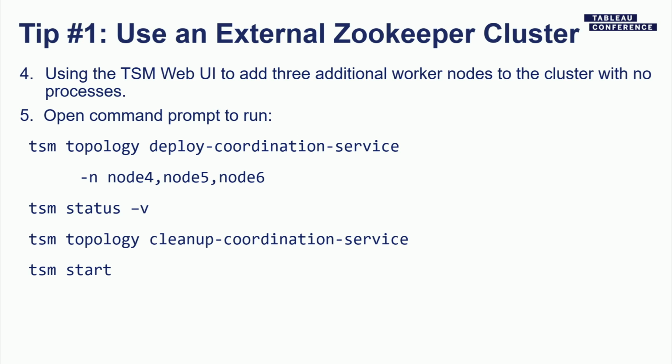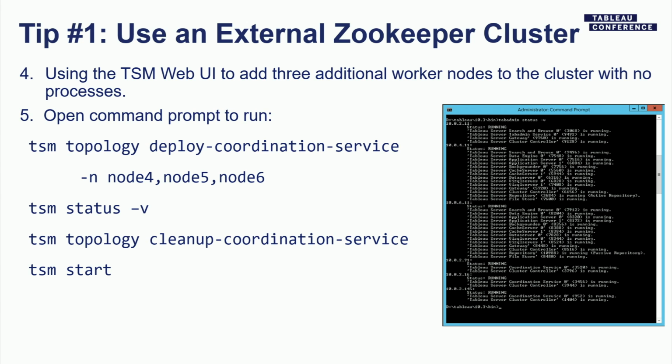And the next thing you need to do is to move coordination service to these additional nodes. There is a set of TSM commands you need to do, which moves coordination service from the nodes it was originally configured to run on to its own coordination service nodes. So if you do the status command after that, you can get something like this: your coordination service on these 3 nodes, nothing else is running on them, and the rest of your Tableau Server on the nodes it was originally configured to run on.